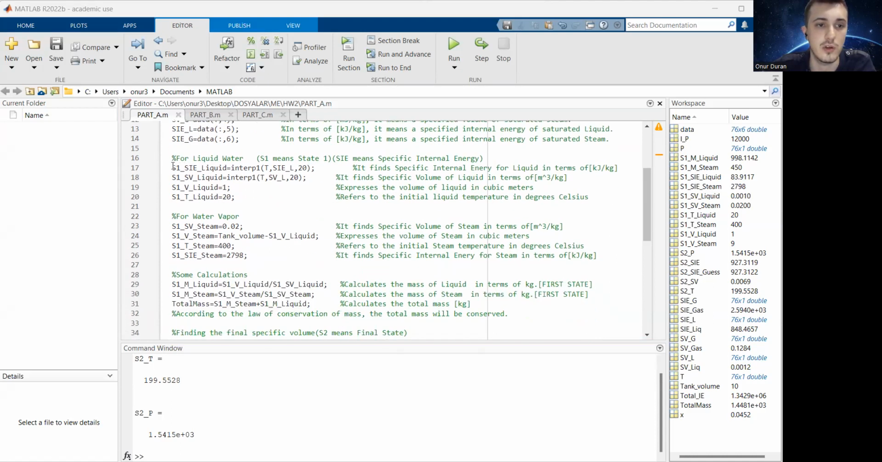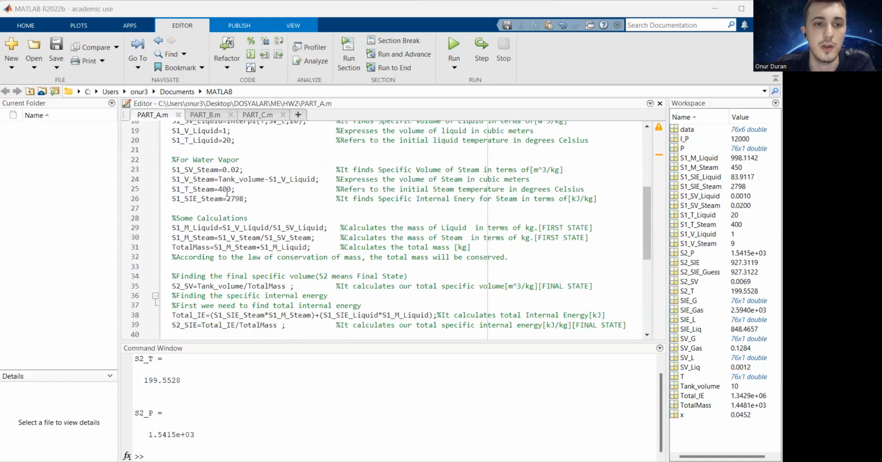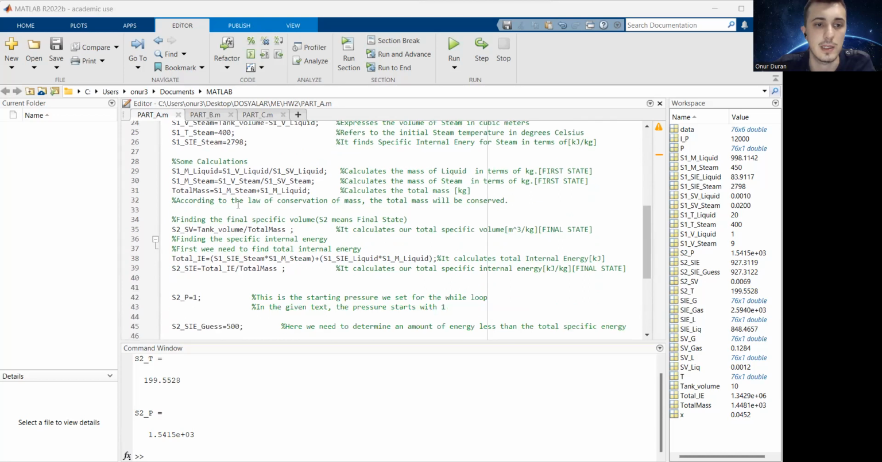For the liquid water, for these two, I use interp1. For these two, they have already been given to us in the problem. For the water vapor, I cannot use interp1 because 400 degrees centigrade is not included in the given text.